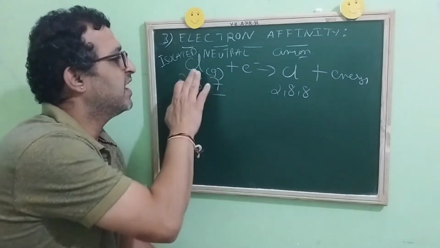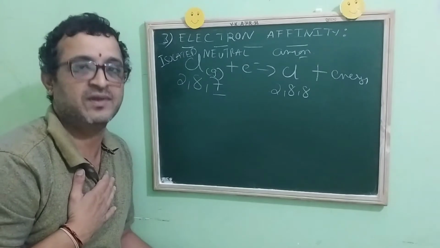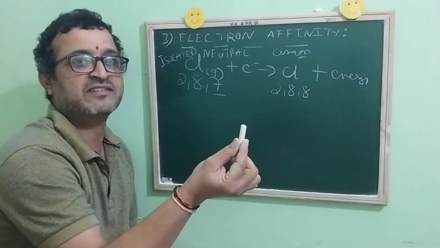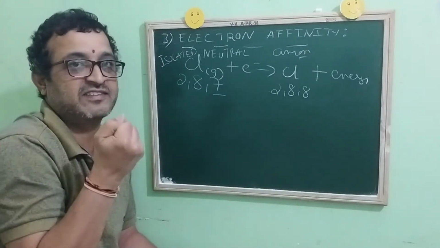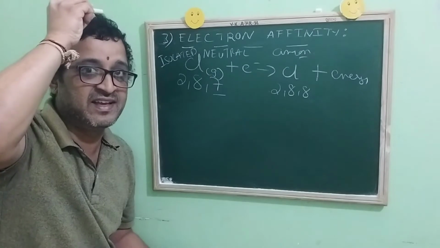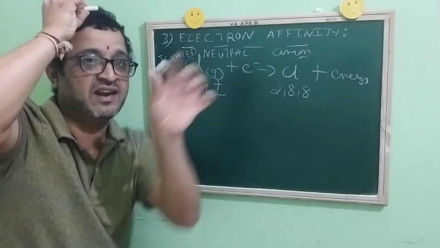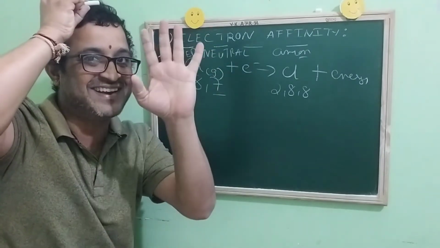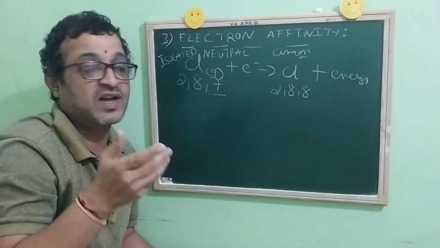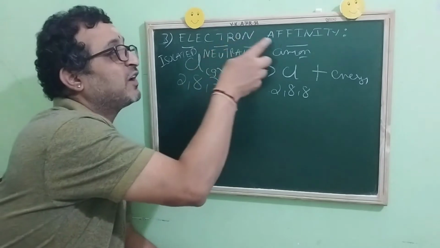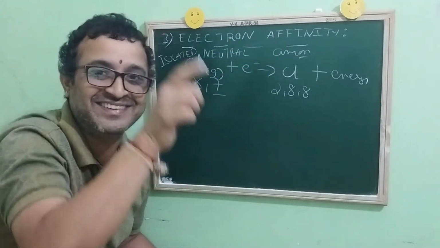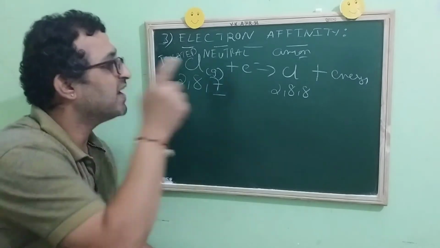It's very simple. Assume that I am chlorine atom, right? This is the electron that the chlorine atom is accepting. Yes, I accepted. Then I became what, children? Cl minus. Then after that, I will release some energy. That energy we call it as what? Electron affinity.